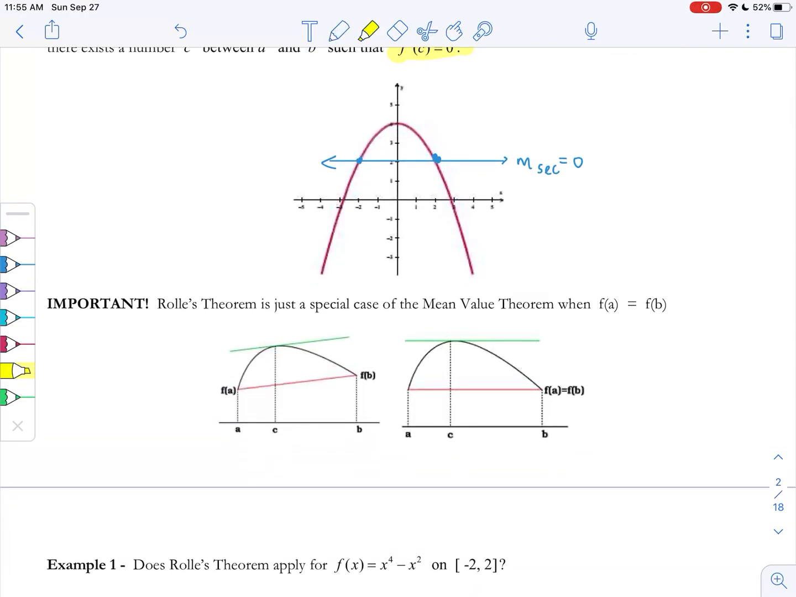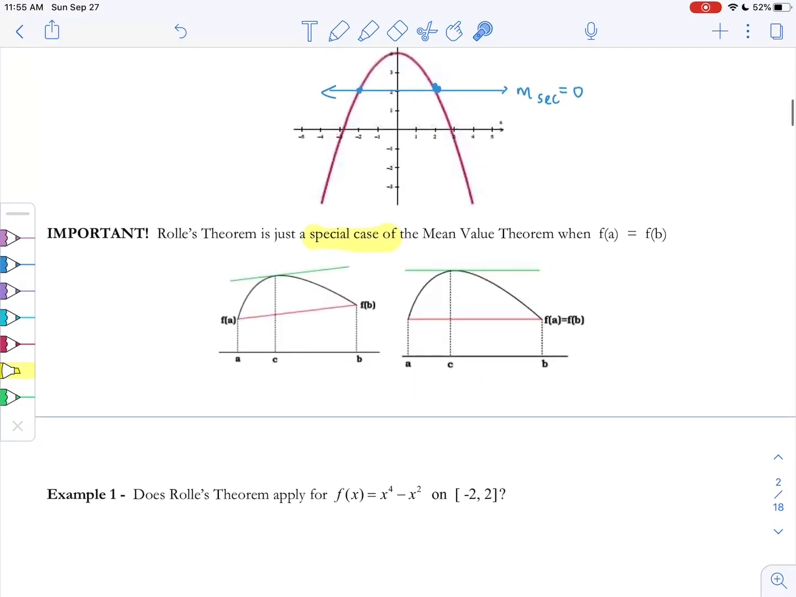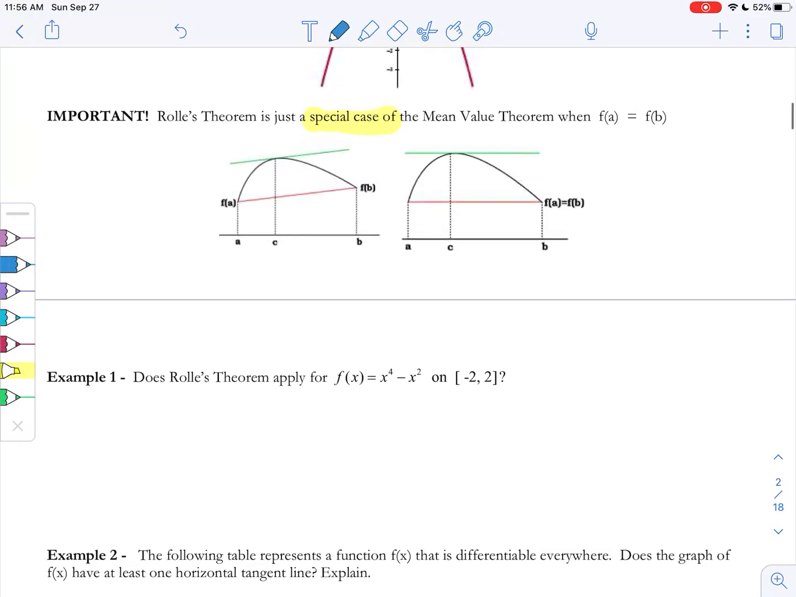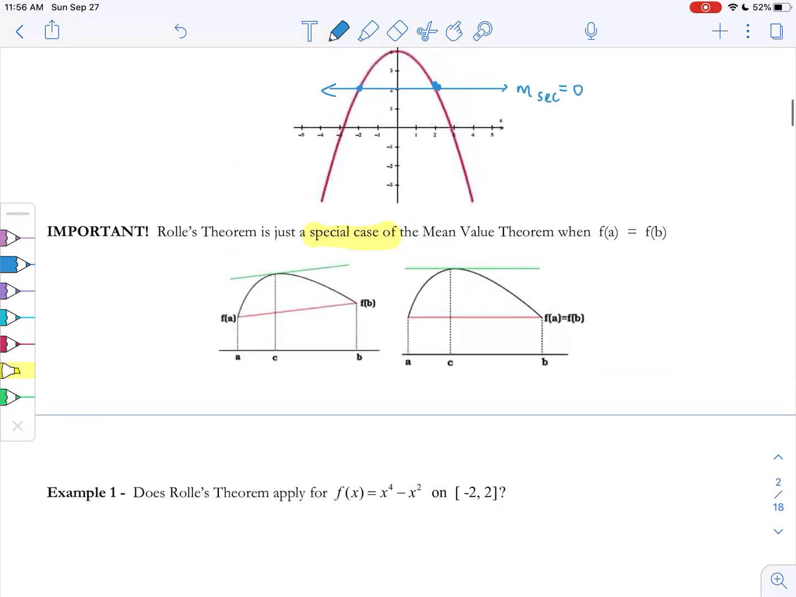Okay, and it's highlighted here as a special case of the mean value theorem, where instead of f of a and f of b being at different values like we have here with the mean value theorem, Rolle's theorem guarantees that the derivative is equal to 0, or the slope of the tangent line is 0, at some point between a and b. So let's take a look at our first example. In the Rolle's theorem section, f prime of c is equal to 0, and that is the slope of the secant line. This is the slope of the tangent line.